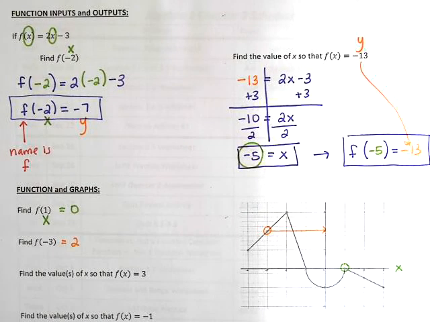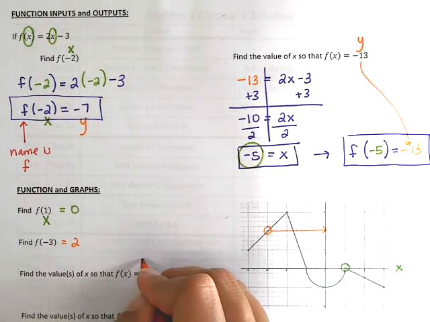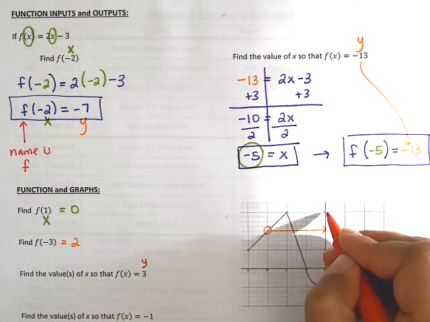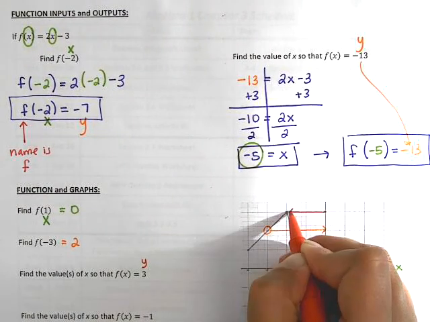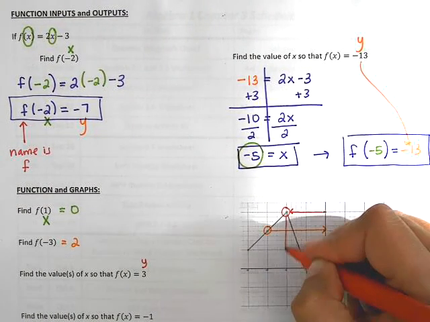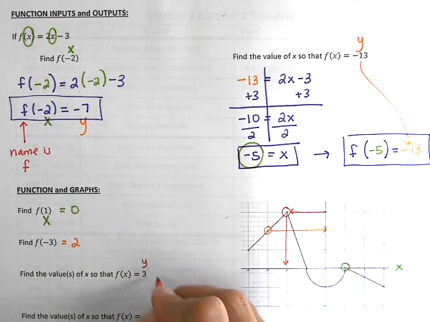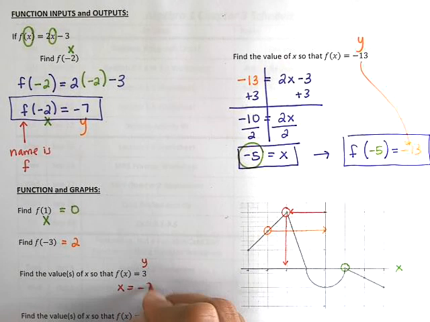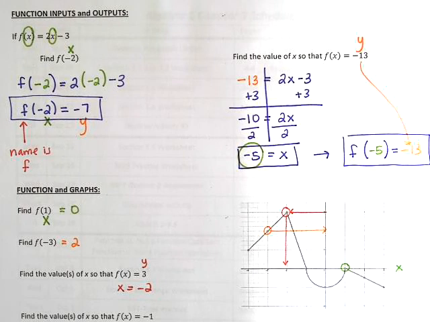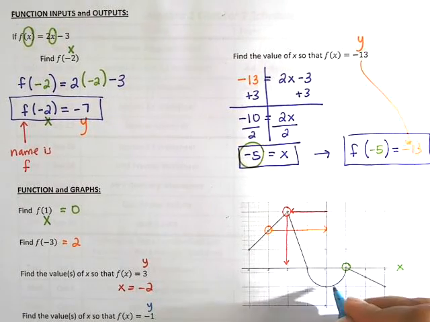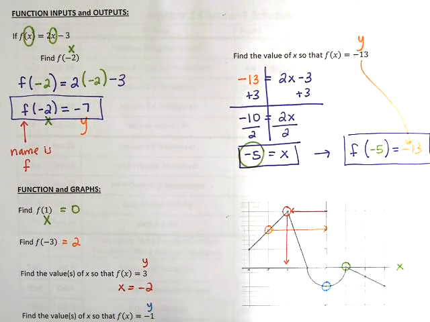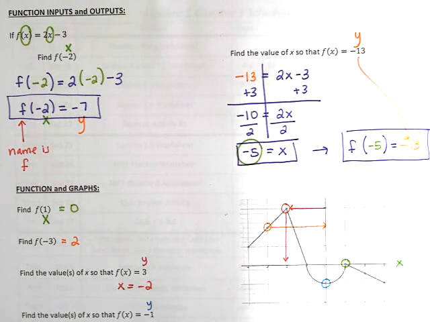If I go on the graph to where in this problem the y value is 3, I can see the corresponding x value is -2. And if I go on the graph to where the y value is -1, I can see the corresponding x value is 0. Oh, you can't see what I wrote for that one. 0.